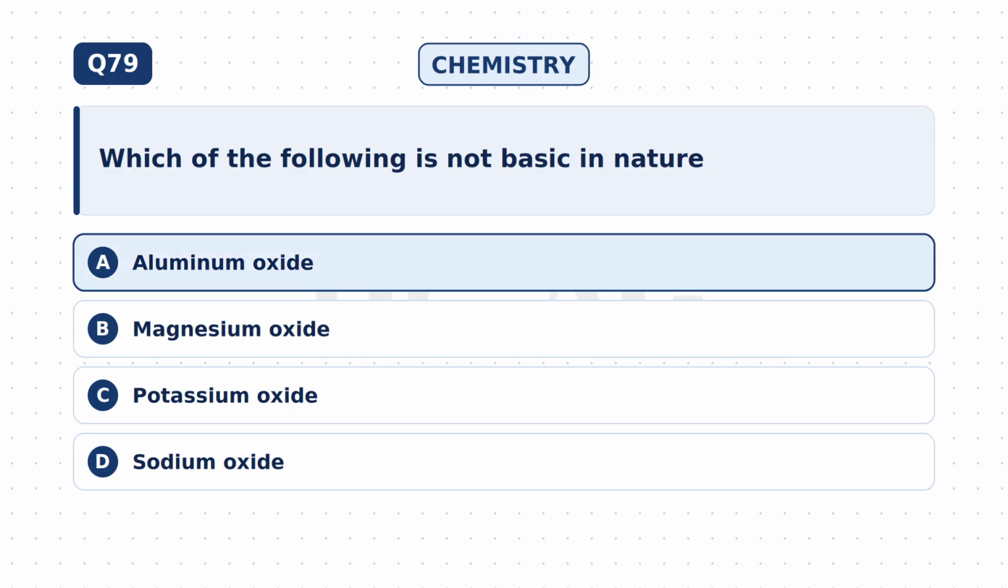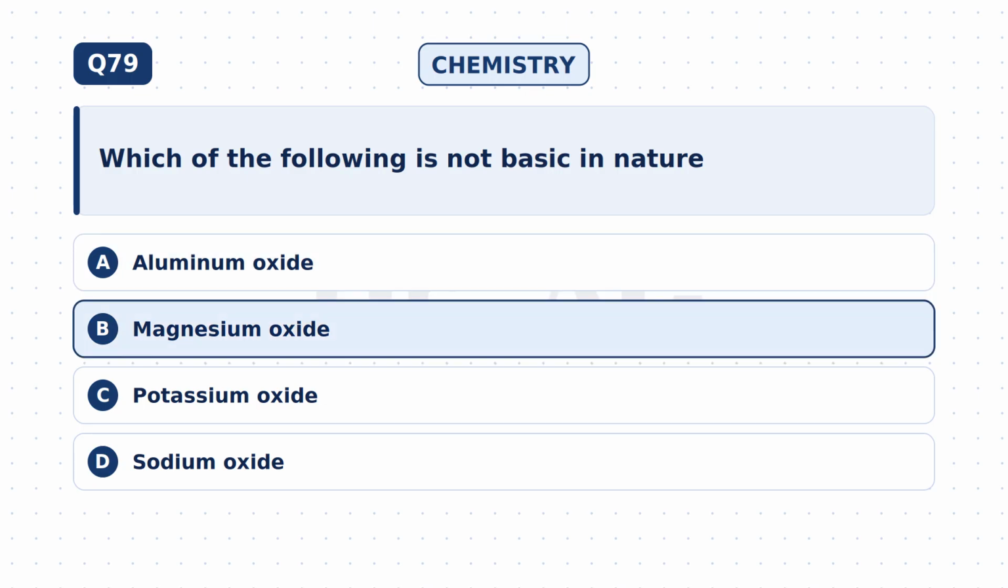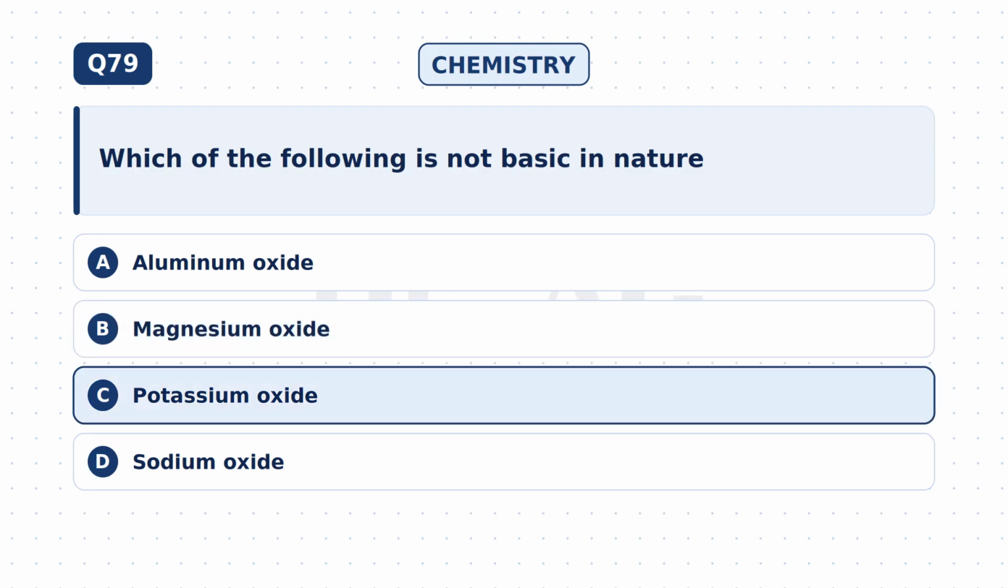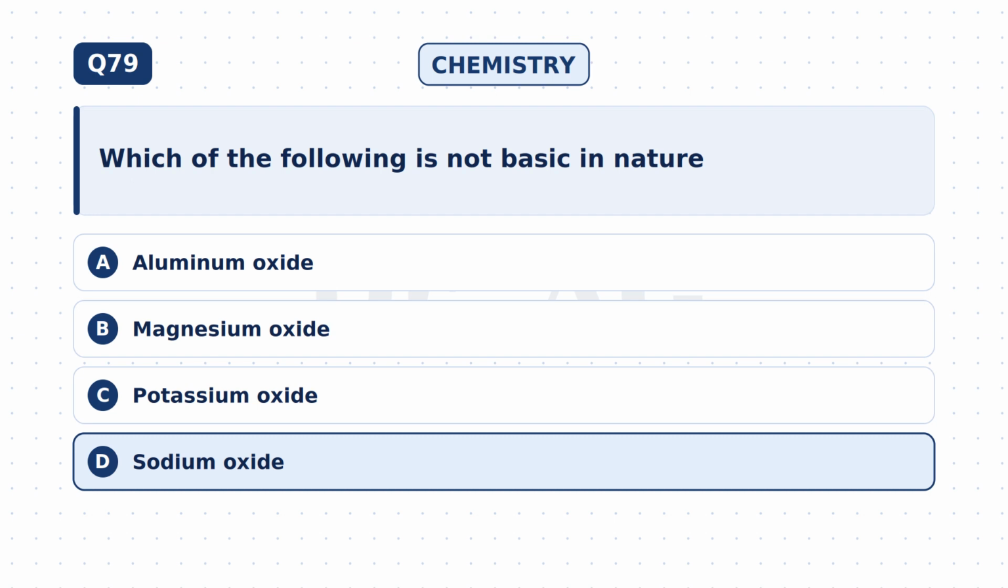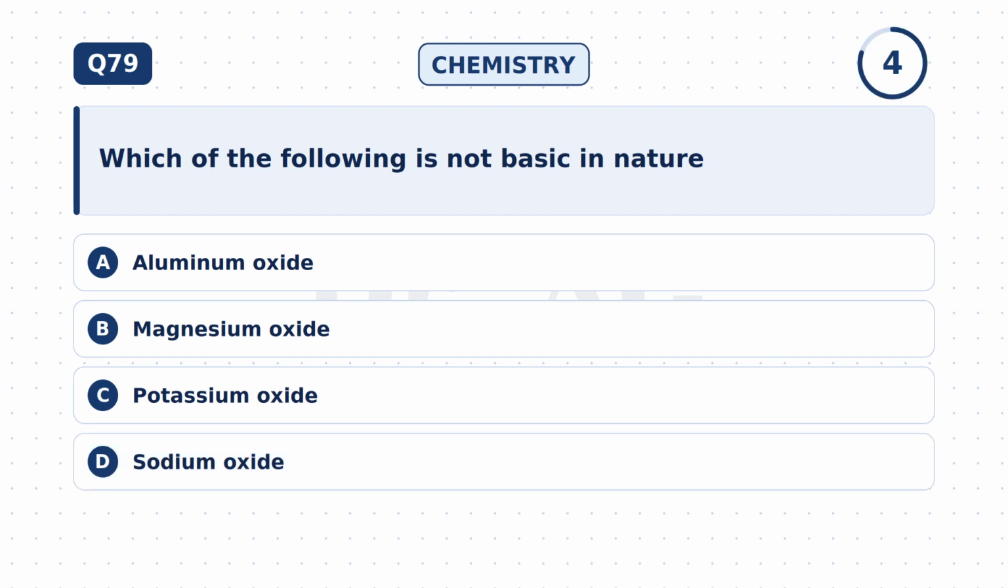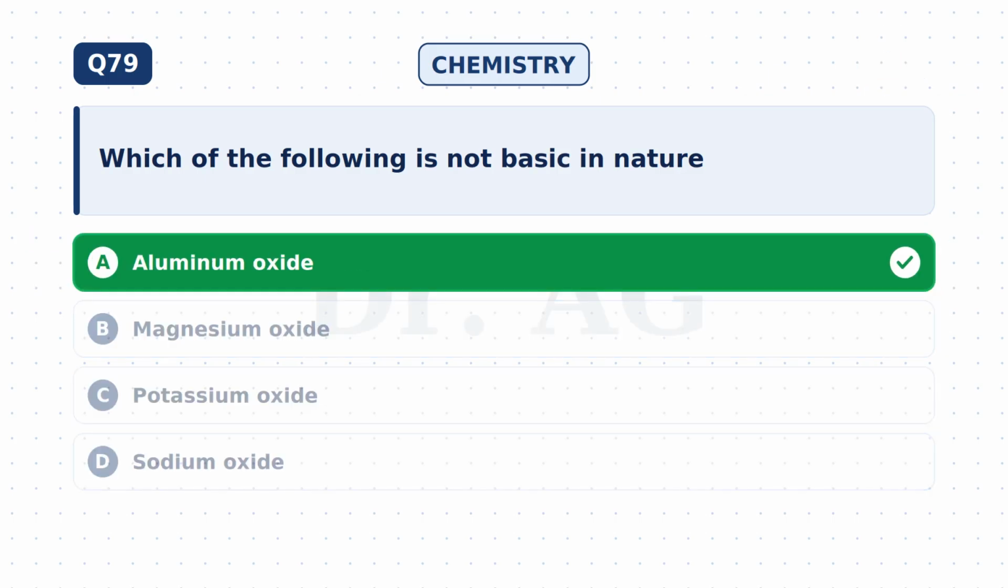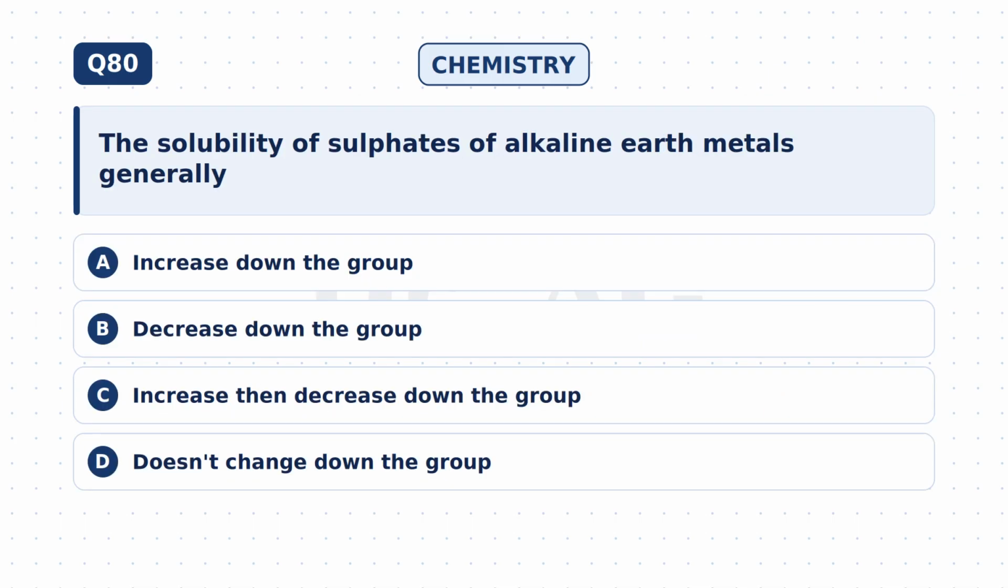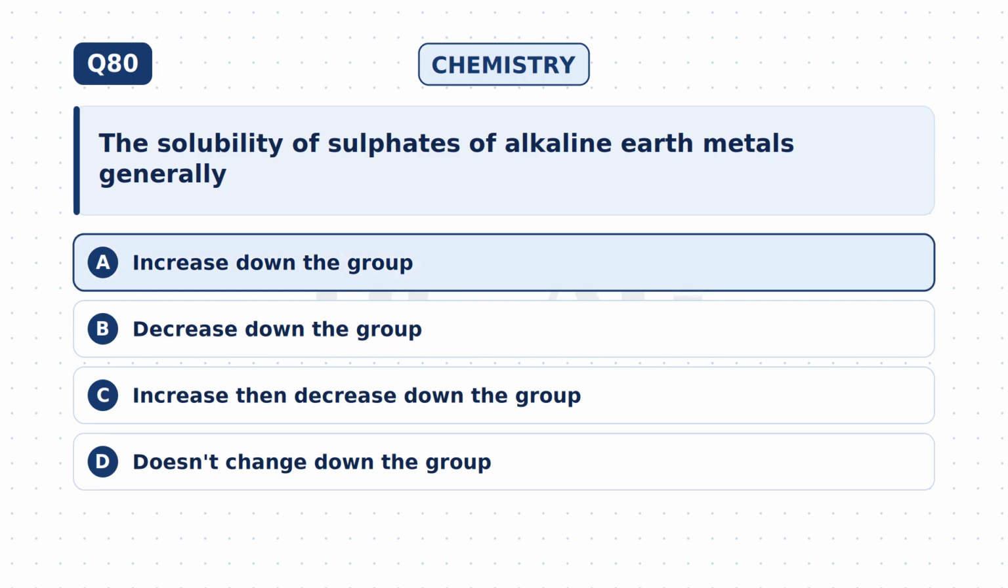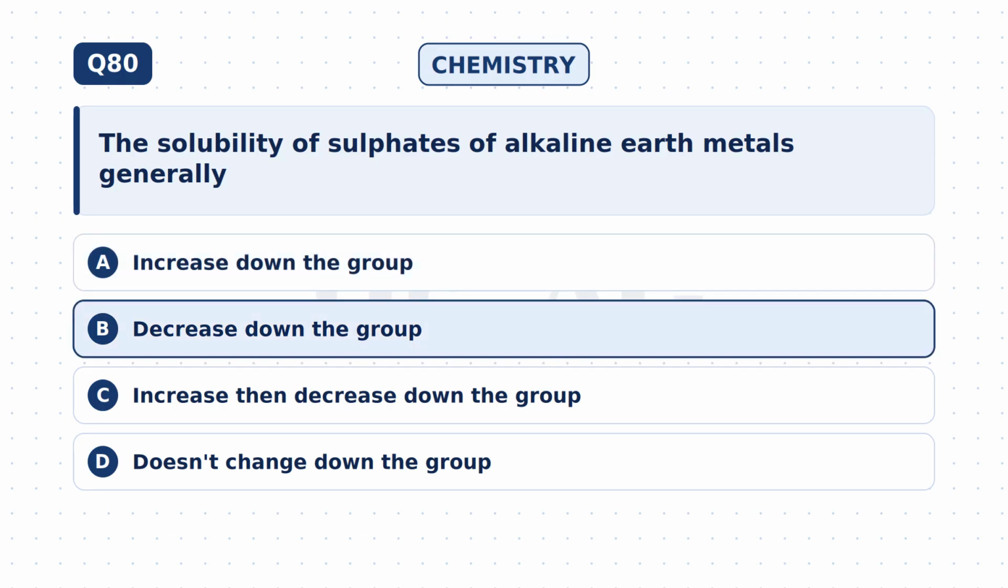Option A, aluminum oxide. Option B, magnesium oxide. Option C, potassium oxide. Option D, sodium oxide. The correct answer is A, aluminum oxide. Question 80. The solubility of sulfates of alkaline earth metals generally: Option A, increase down the group. Option B, decrease down the group.